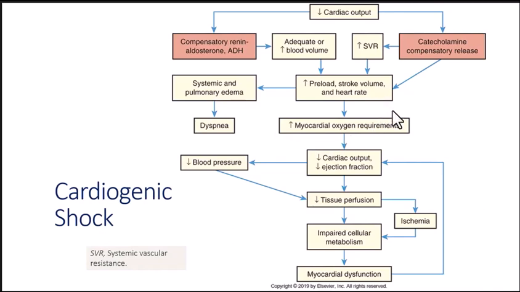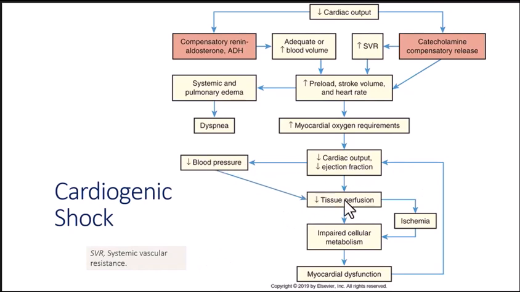So now we get the opposite happening. We have a reduction in cardiac output, remembering that that includes your stroke volume and your heart rate. There's going to be a reduction in ejection fraction, the amount of blood that's actually pumped out, expressed as a fraction with each contraction. Less volume of blood being pumped out of the heart into the systemic circulation means that there's going to be a reduction in blood pressure because we know volume and pressure are directly related.